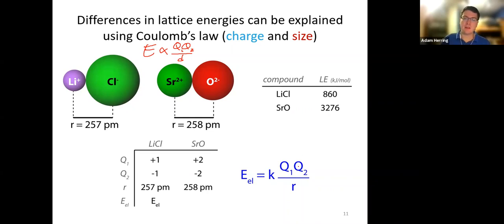Therefore, the numerator in this equation for strontium oxide is 4 times the value of that for lithium chloride. This prediction holds out really well, and so we see that the actual lattice energy is pretty close to 4 times the value for strontium oxide versus lithium chloride. So our first way to predict and compare lattice energies for relatively similar sized ionic compounds is by looking at the charge of those species.